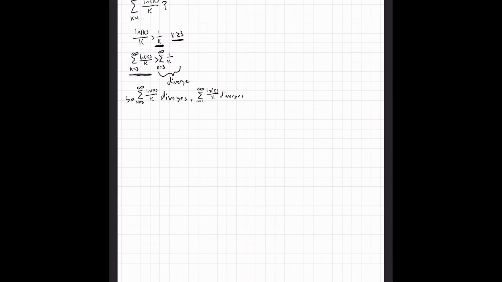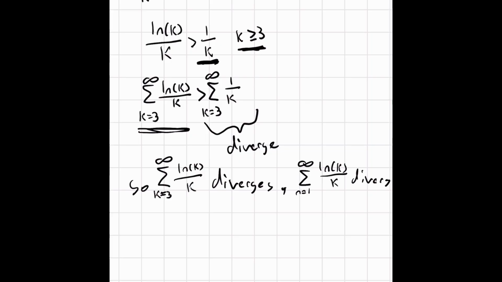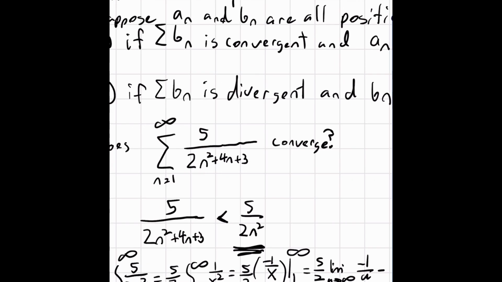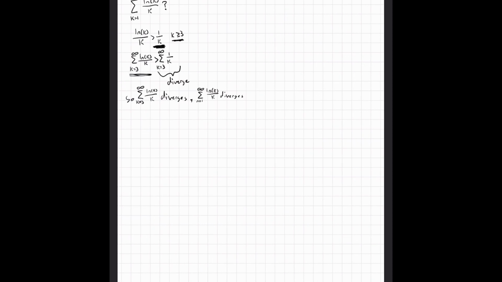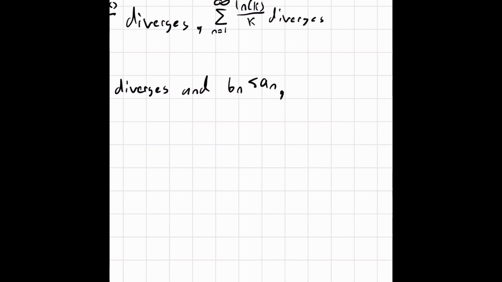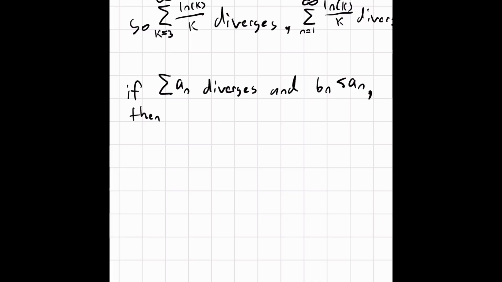If that greater term diverges, then if the smaller terms diverge, then we diverge. If the greater terms converge, then we must converge. Now, it doesn't tell us anything if an diverges and bn is smaller than an. Then we don't know about the sum of bn.